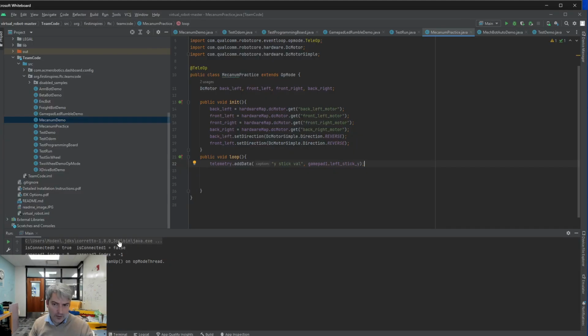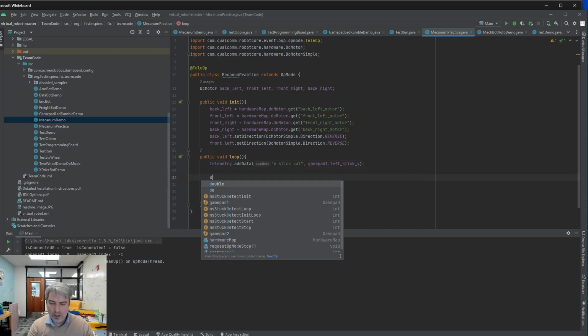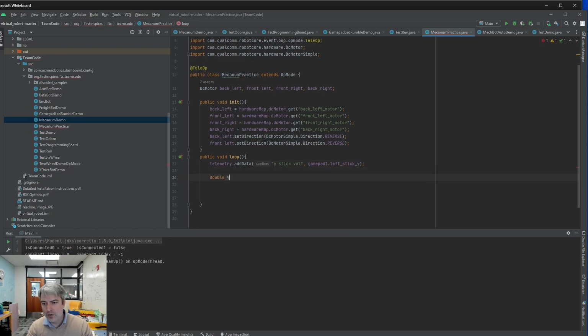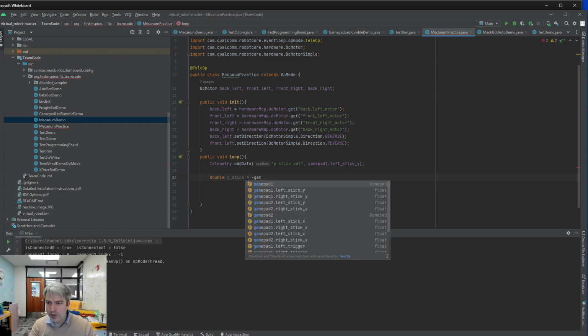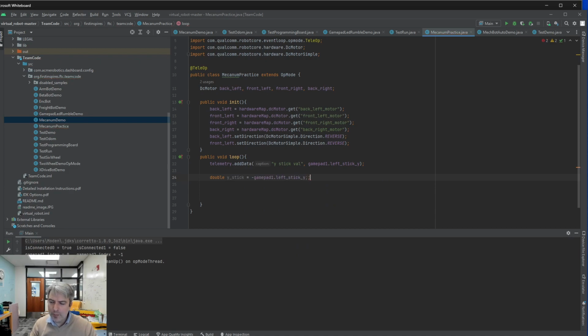I'm going to make a double, a decimal value called yStick, and I'm going to make that equal to the negative of the gamepad 1 left stick Y value. If I had to do anything with the right stick, I'd have to do something similar to that. But I just want to flip that real fast.